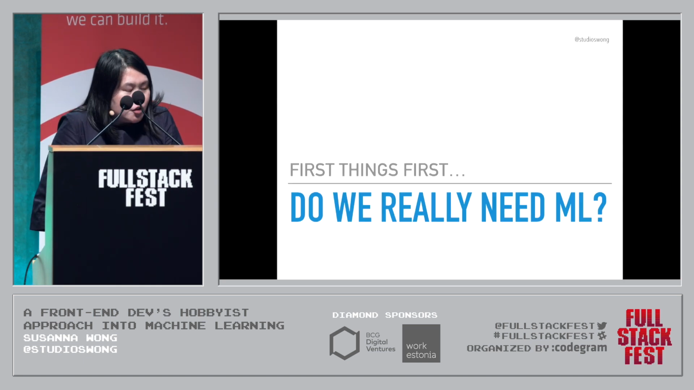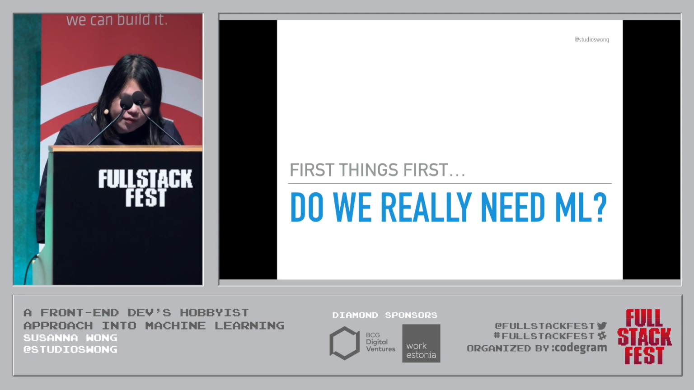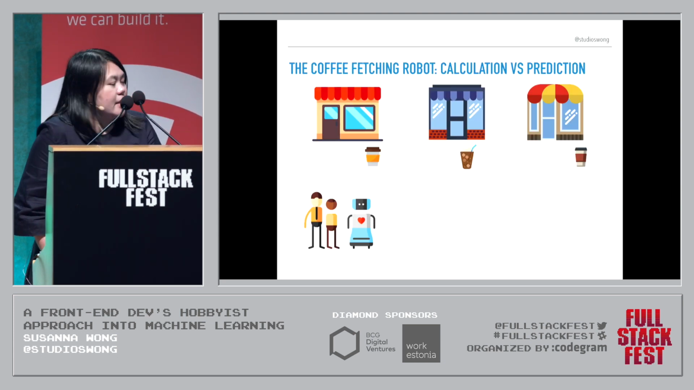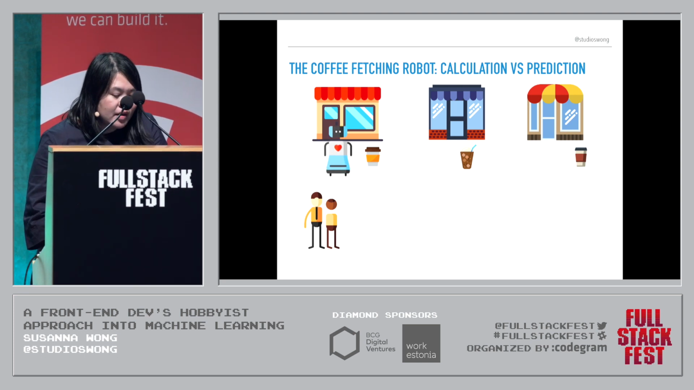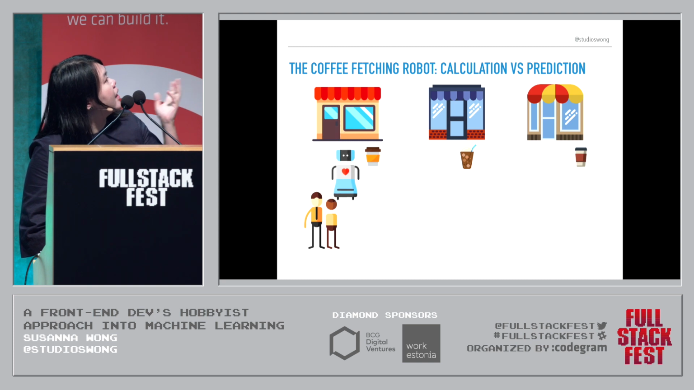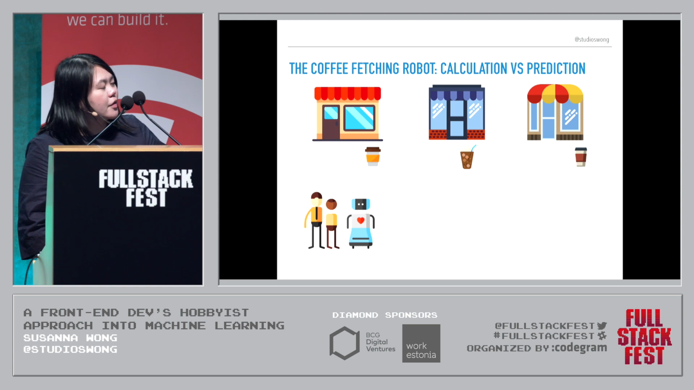So before we dive into machine learning, the first question we need to ask ourselves is, do we really need machine learning? For example, if I want to design a robot that would help everyone in the office do a coffee run, and the robot goes to the same coffee shop to fetch the same coffee and comes back, then you pretty much don't need a machine learning script if it can be defined by very simple rule sets.